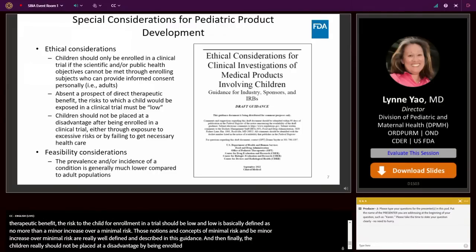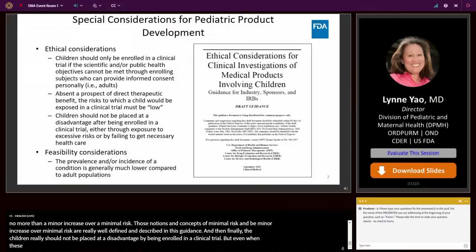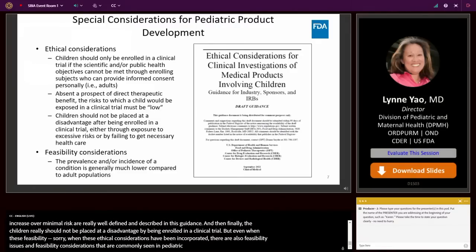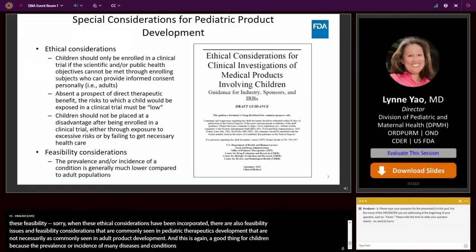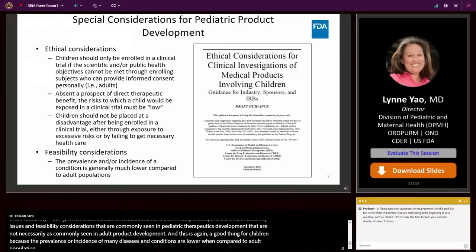But even when these ethical considerations have been incorporated, there are also feasibility issues and feasibility considerations that are commonly seen in pediatric therapeutics development that are not necessarily as commonly seen in adult product development. And this is, again, a good thing for children because the prevalence or incidence of many diseases and conditions are lower when compared to adult populations.